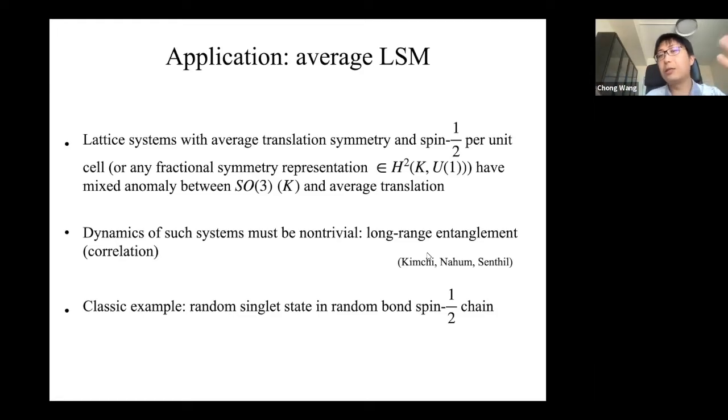It doesn't have to be translation. You can do rotation, reflection. There are many different versions of this kind. And in fact, the picture I showed you when arguing for the consequence of the anomaly is very similar to the story of the random singlet state in the random bond antiferromagnetic spin 1/2 chain. So the random singlet state turns out to be a classic example that satisfies this type of anomaly constraint.